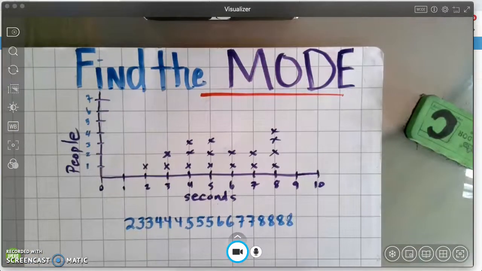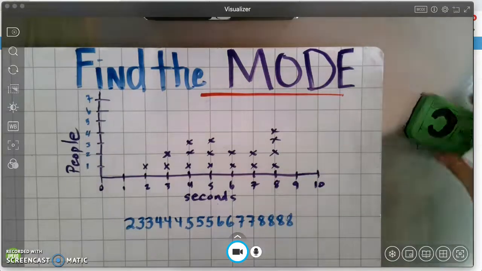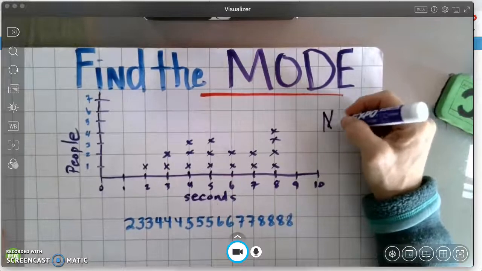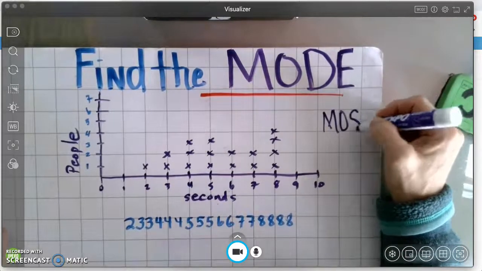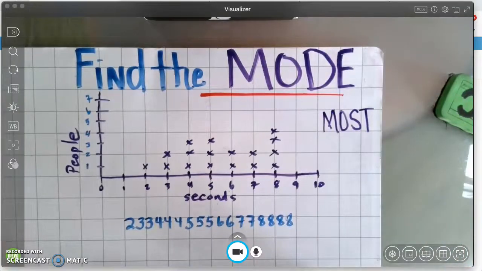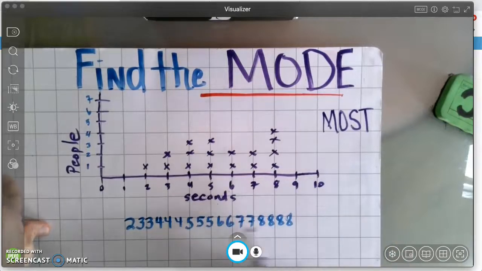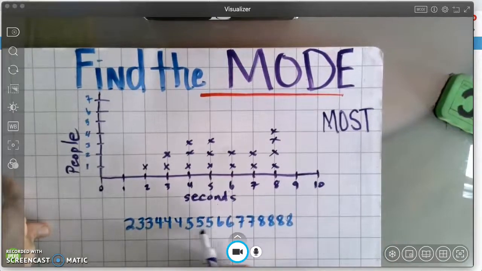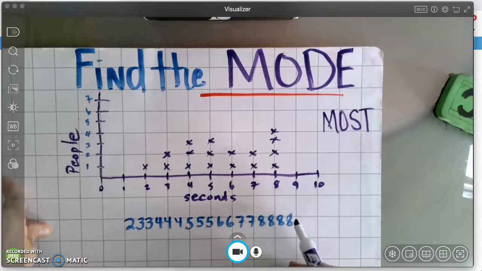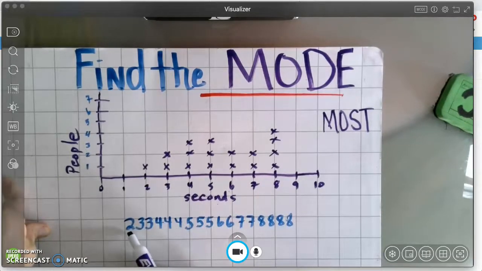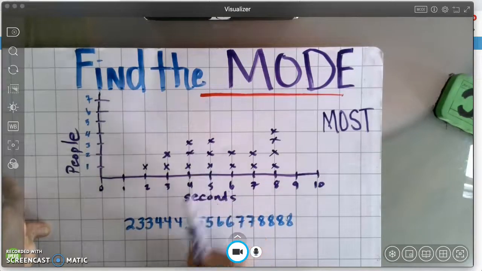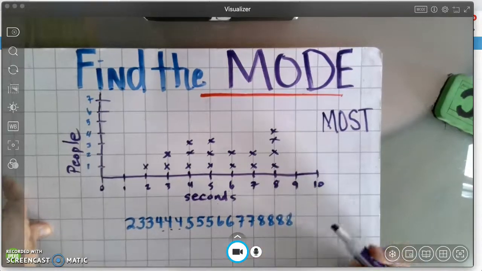To find the mode of a set of data, there's something that you can use as a memory trick. Mode is simply the data you see the most of. So if I look at my data, what I've done is I like to write down how many times the data has shown up. So I have 1 X under 2 seconds. I have 2 X's under 3 seconds. I have 3 X's under 4 seconds. And then I lay out my numbers in that way so I can see them.